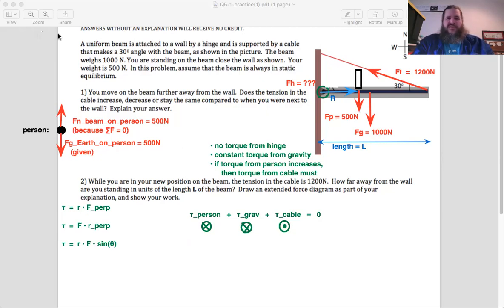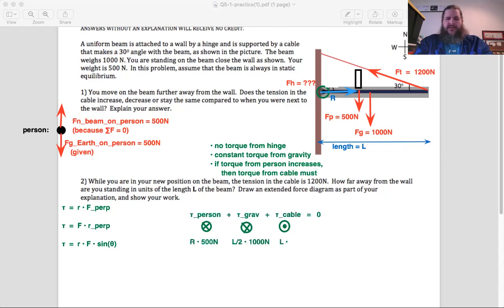So torque from the person is just going to be this unknown distance R times the force, which we know is 500 newtons. And what about torque from gravity? What's the distance for gravity? 1/2 L. Right. Since it's the middle of the beam, it'll be half of the length of the beam. So this should be half of L times the force of gravity, 1,000 newtons. And then for the cable, what's the distance? L. Right. We've got the full distance L.